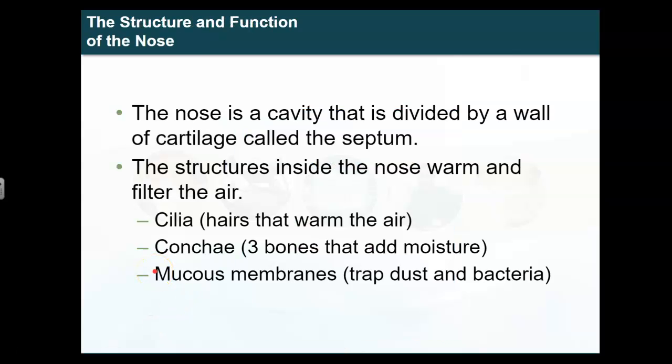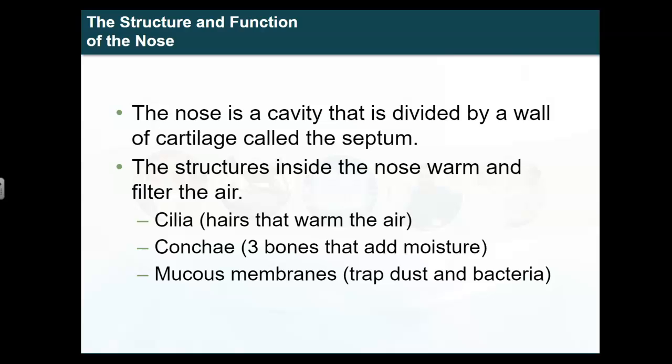So let's talk about the nose specifically. The structure and the function of the nose are as follows. It is a cavity that is divided by a wall of cartilage called a septum. You have multiple septums in your body, but this one's the one people are most commonly familiar with because if you've ever had an appointment with an ear, nose, and throat doctor, they've probably mentioned, oh, you have a deviated septum. But a septum is just a wall. That's what that means.